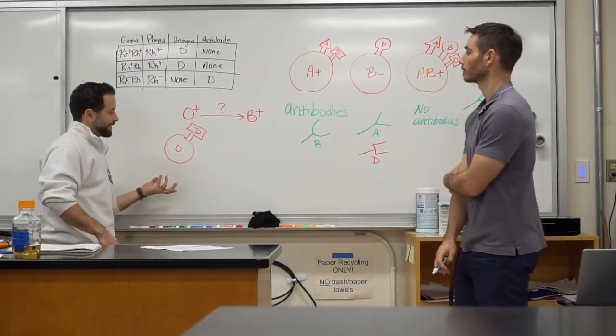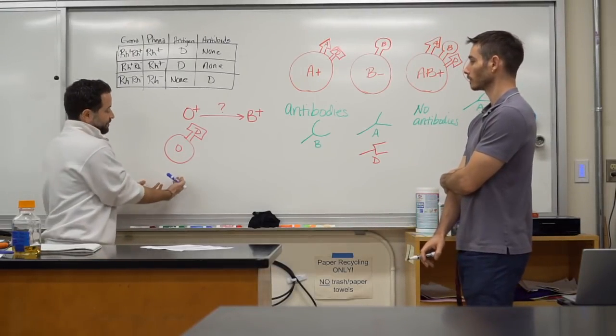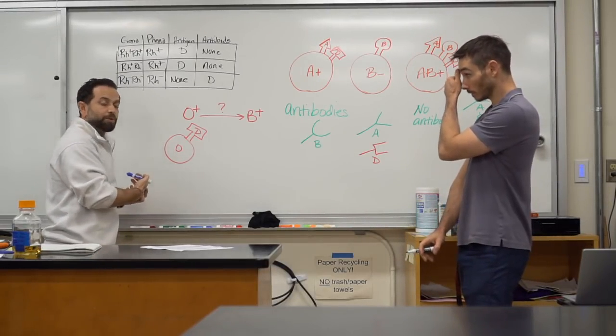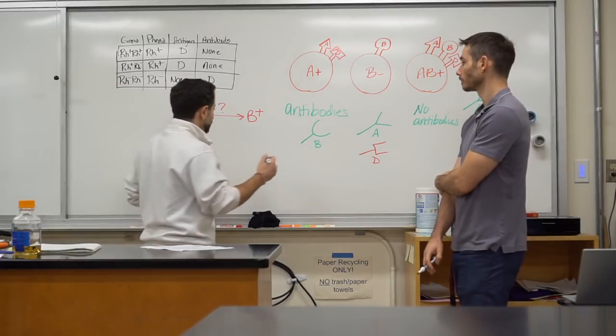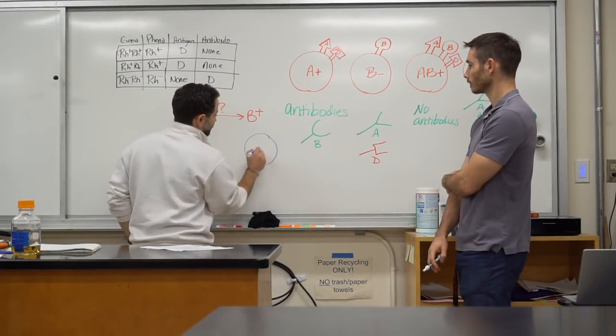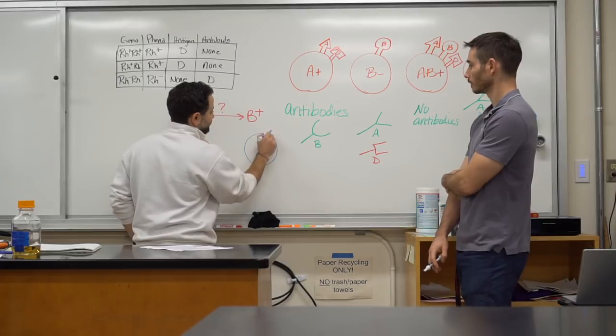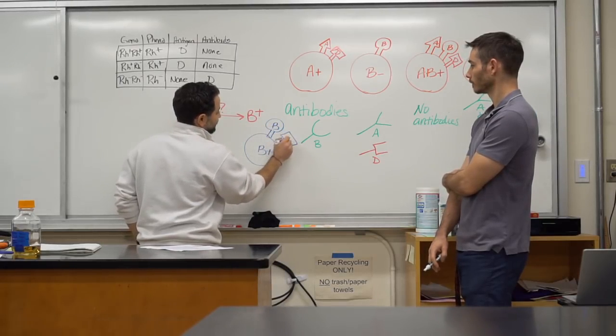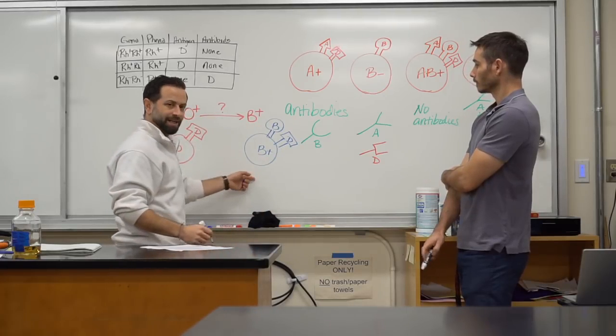So if Mr. Jones had antibodies here, and you can determine whether he does or not, I wouldn't be getting those anyway. Alright? So my blood, I'm going to be B positive, so I'm going to have B, and I'm going to have a D. Do I have any antibodies?